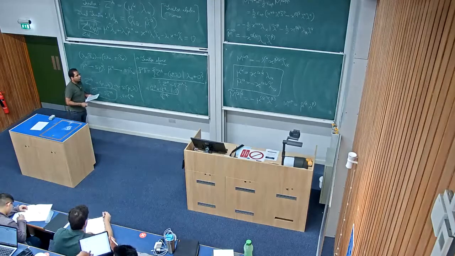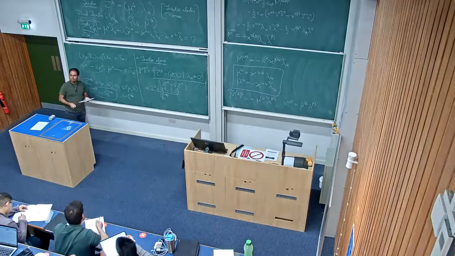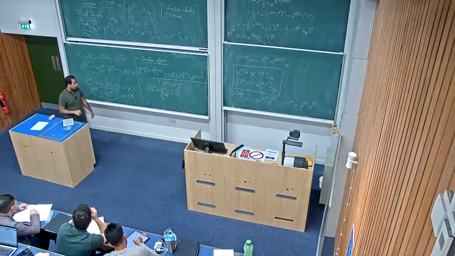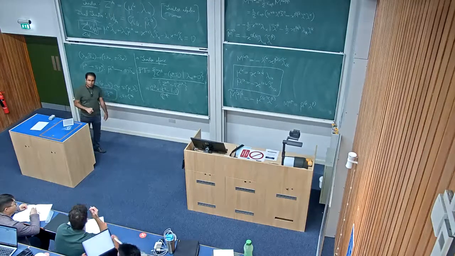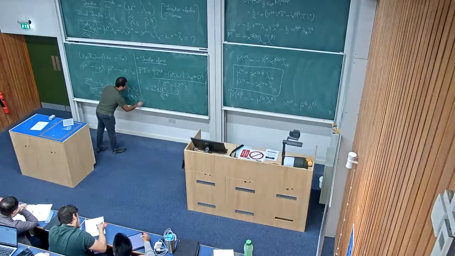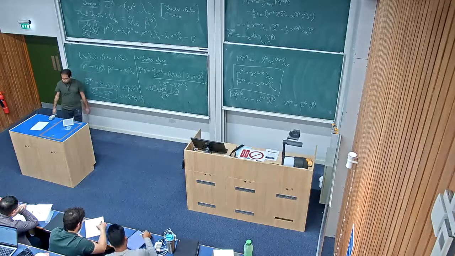Any questions about this definition? By C star, do you mean all complex numbers plus 0? All complex numbers except 0. Exactly. Let me write that down at least once.